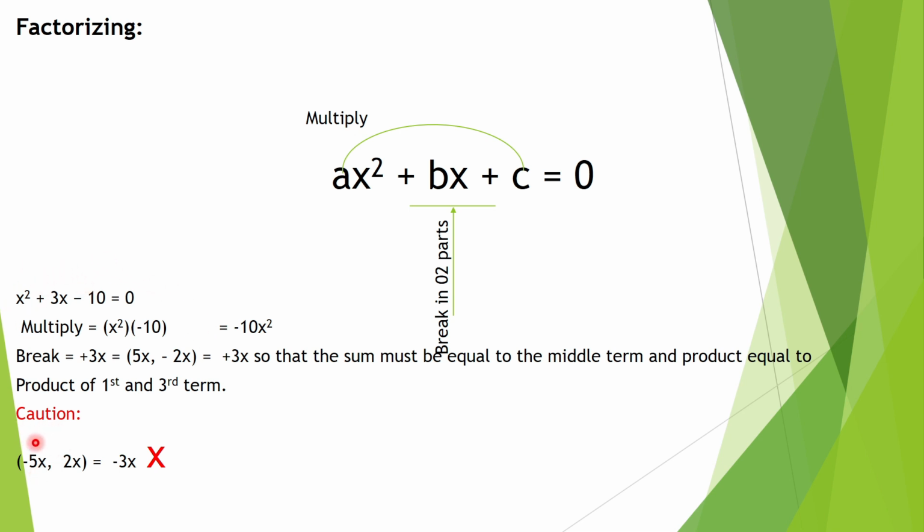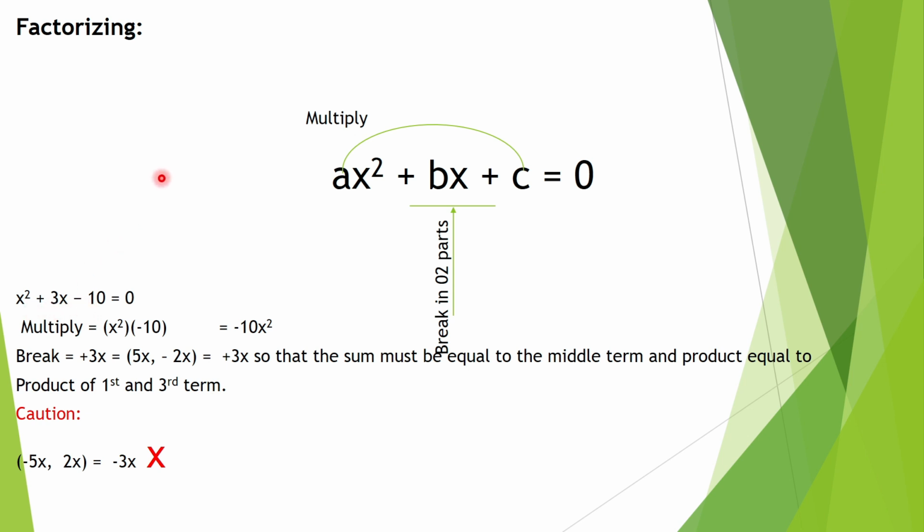And caution: minus 5x and 2x, the product is equal to minus 10x square, which is true, but if you sum these two terms, the resultant will be minus 3x. Here we need plus 3x, so this is wrong. You cannot break this part of the equation like this. So be careful with operators, that is the signs, positive and negative.